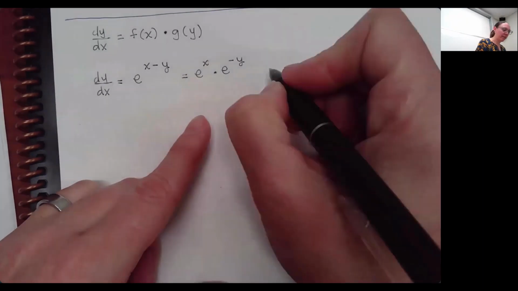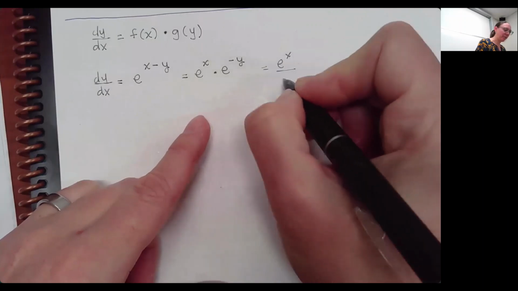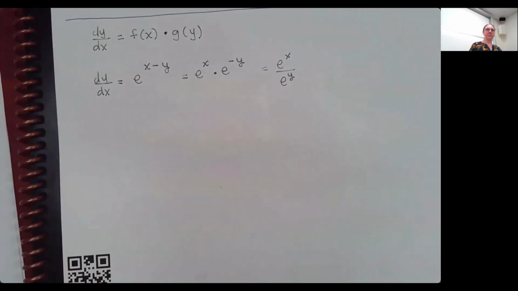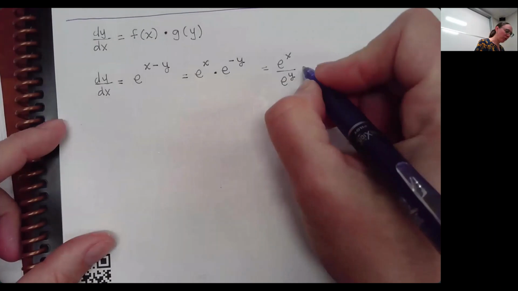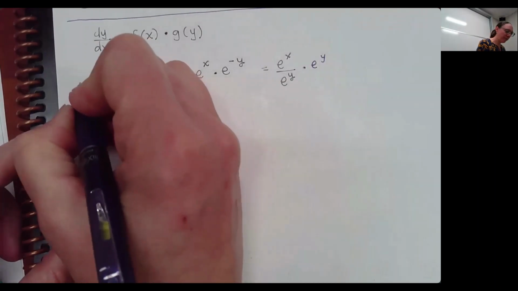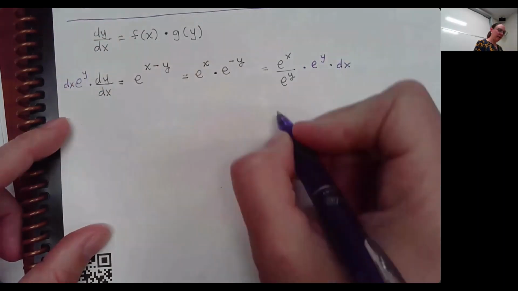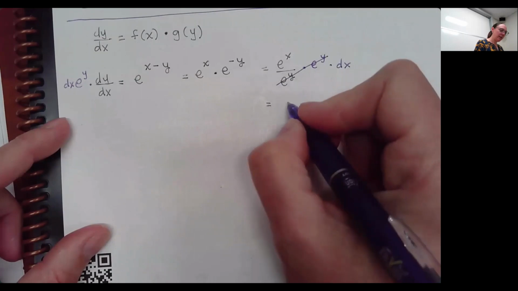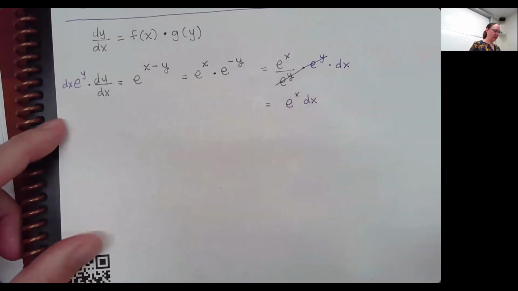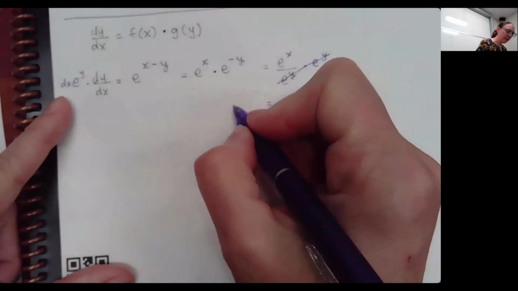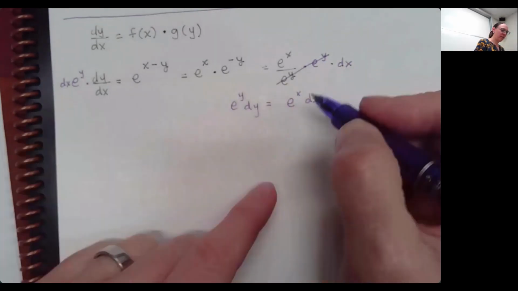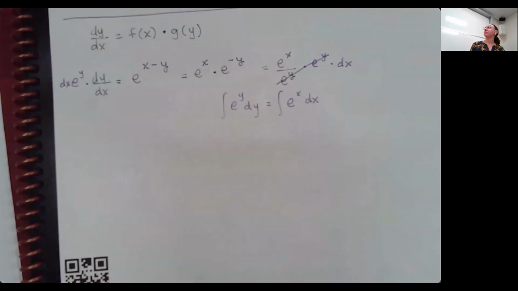Or you could even write that as e to the x divided by e to the y. So if I do that, and I'm trying to get my y's on one side, my x's on the other, I can multiply both sides by e to the y and also by dx. And when I do that, I get e to the x dx on this side and e to the y dy on the other side.